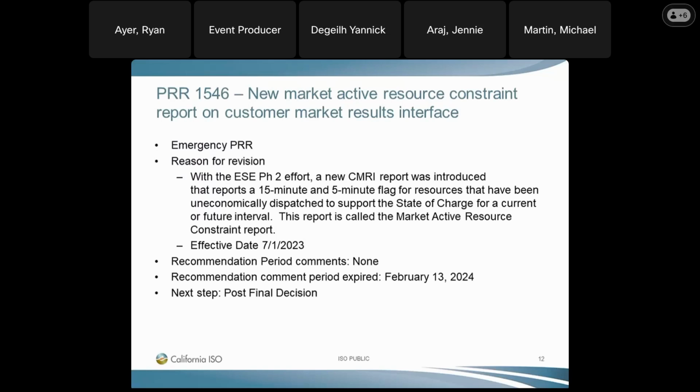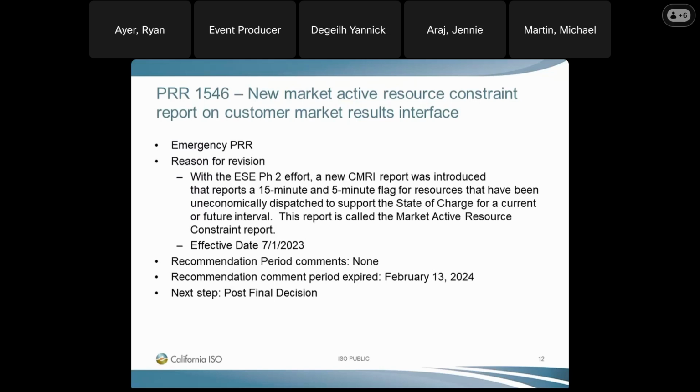So this is in the market instruments BPM. And this actually covers a report that was already implemented in the Energy Storage Enhancements Phase 2 effort. This has been available since we implemented that project. I believe it was November 1st of last year. We just simply forgot to mention this report addition in the market instruments BPM. So this report is now described in this BPM. So the effective date was actually backdated. So that's why it's mentioned as an emergency, because it actually has been implemented.